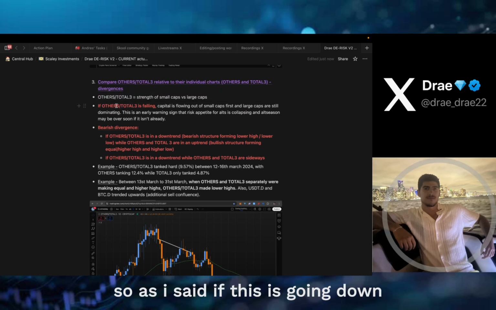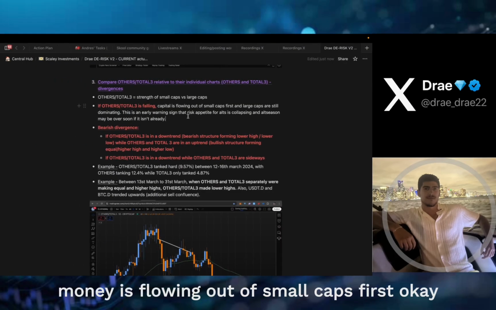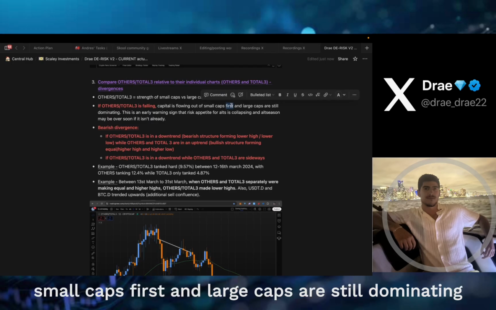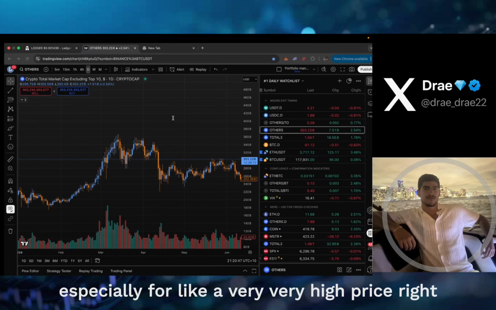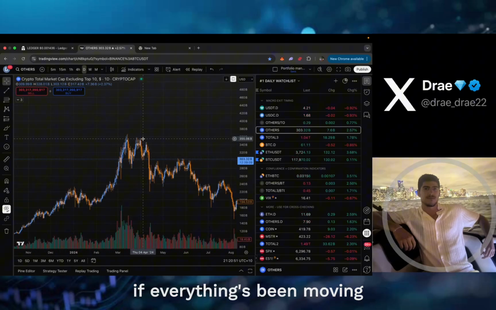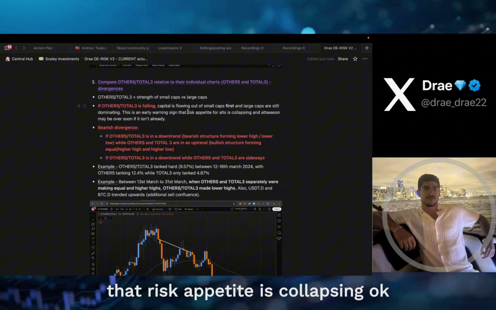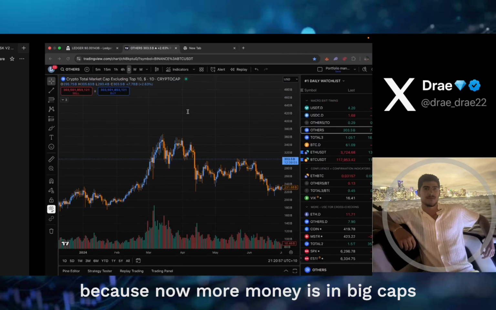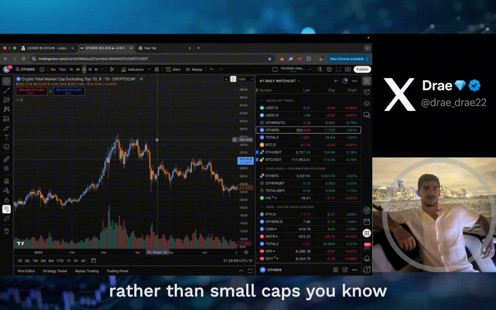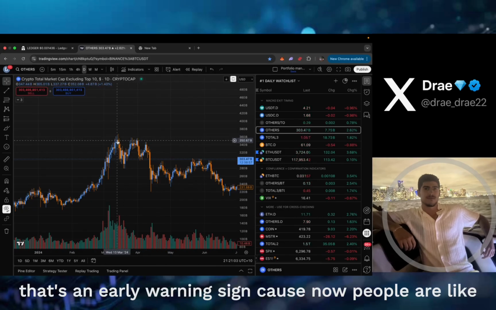So as I said, if this is going down, even though alts are at the same level, what that means is money is flowing out of small caps first, okay? Small caps first, and large caps are still dominating. And so what that means, especially if everything's been mooning, is an early warning sign that risk appetite's collapsing, because now more money's in big caps rather than small caps. That's an early warning sign.